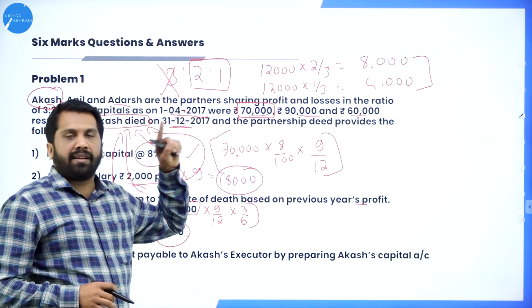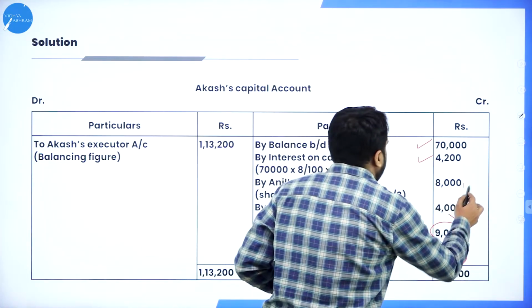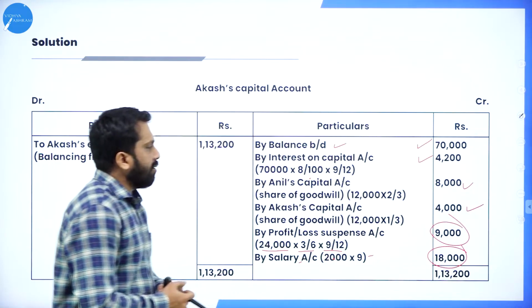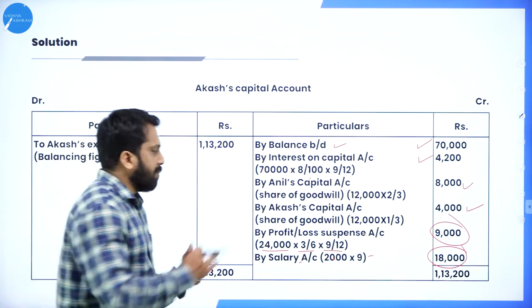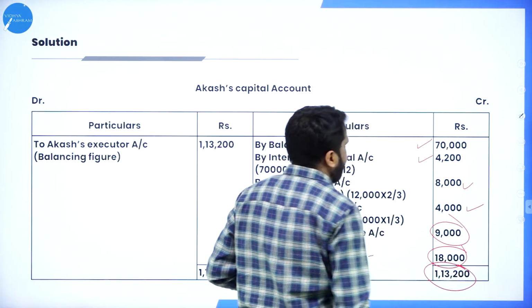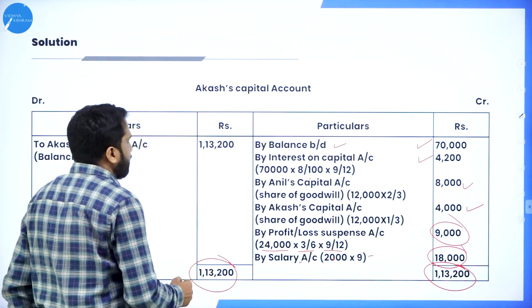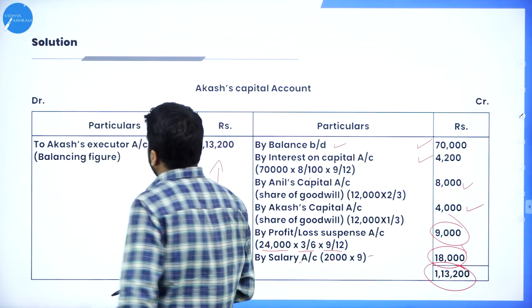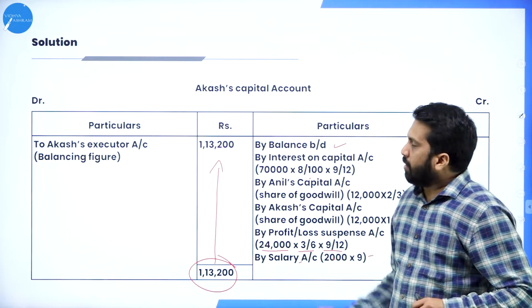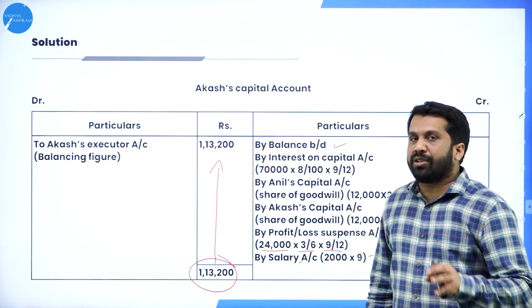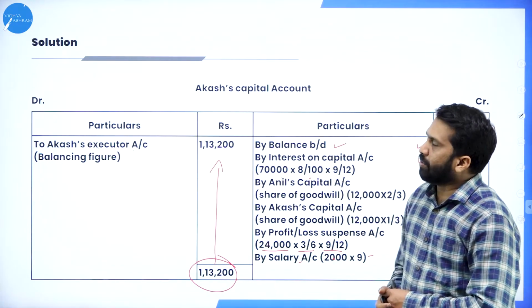to the retiring or deceased partner. So we got the answer of 8,000 as well as 4,000. Hope you are clear. In this problem, we don't have drawings. Now, add everything. You got 1,13,200. The same value will be 1,13,200. This will be called Akash Executor's account. Now, we are done with your Executor's account.